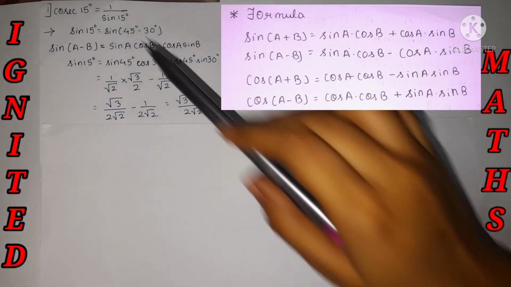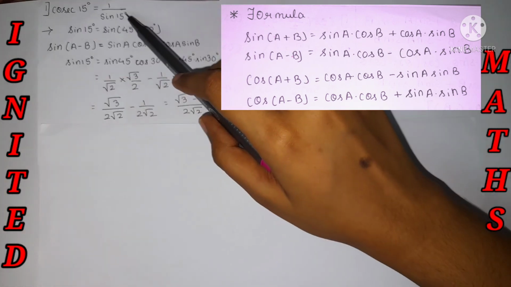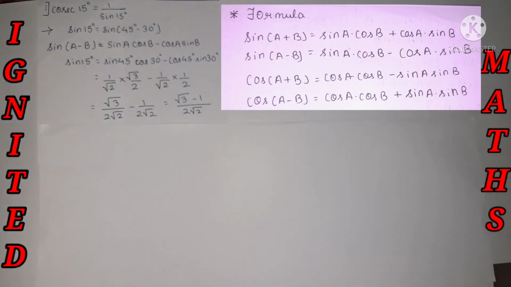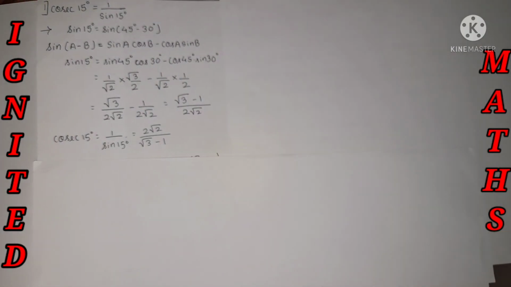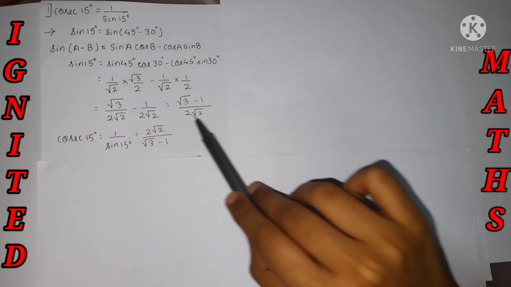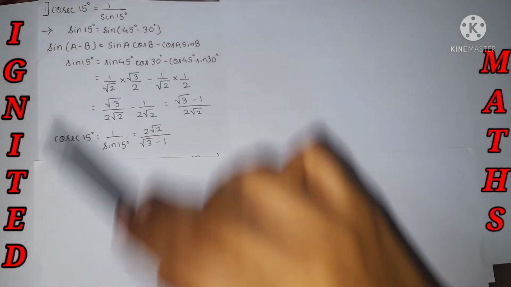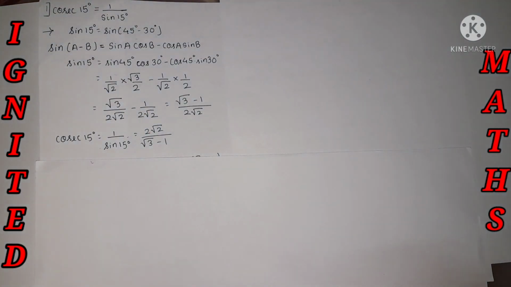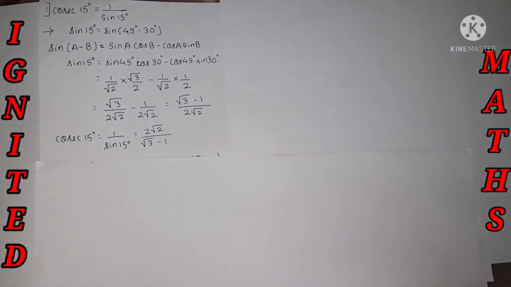So what we need to do is, 1 by sine 15 degree is equal to cosec 15 degree. Sine 15 degree is equal to 1 by cosec 15 degree. Just put it like this and we will get the answer. For example, if they had asked only for sine 15 degree, only the previous step is enough. No need for this step. But over here they have asked us cosec 15 degree, so what we have done is 1 by sine 15 degree. So I have applied one more step. Okay, this is how we need to do it.